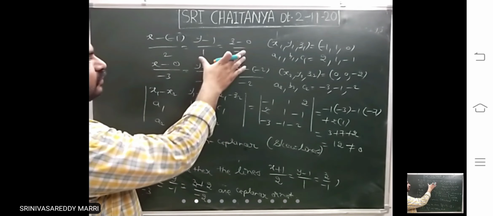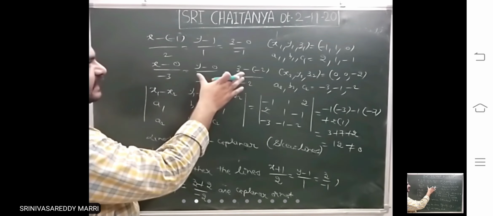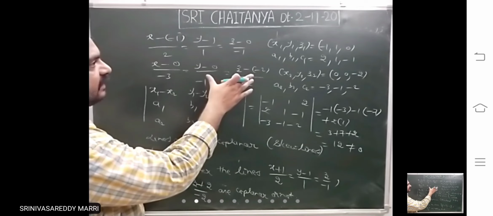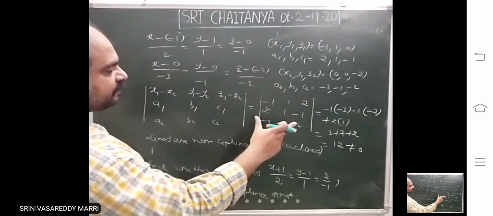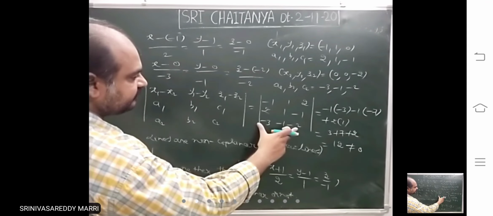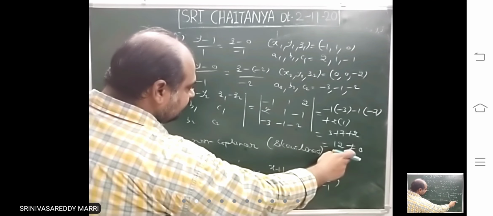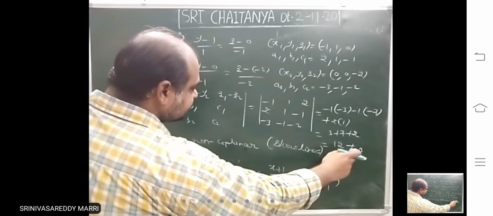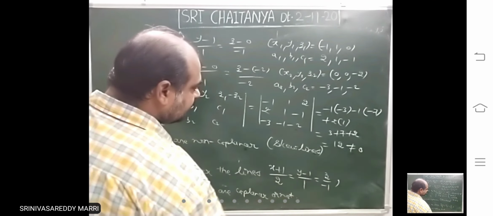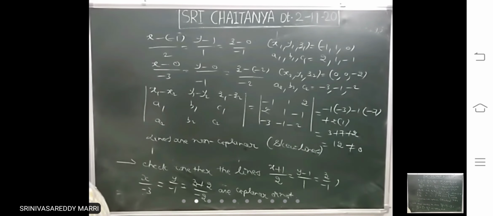Like that, two lines are given. Check whether they are coplanar or non-coplanar. Find the determinant. If this is 0, then the lines are coplanar. If this is not equal to 0, the lines are non-coplanar.